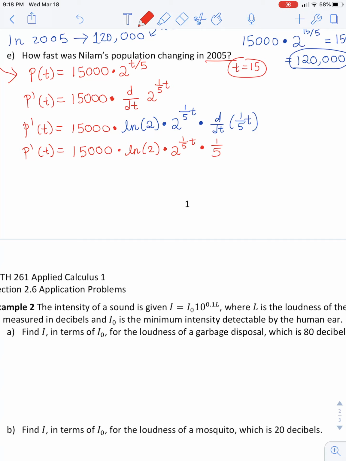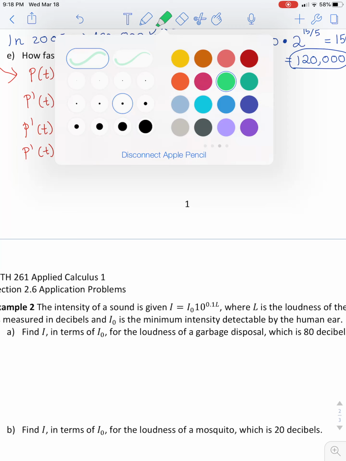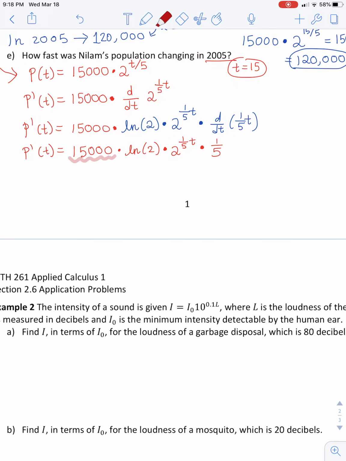Oh, we can simplify this. We can simplify this 15,000 divided by 5. I think that's it. 15,000 divided by 5 is going to give us 3,000. So my final p prime of t is 3,000 times natural log of 2 times 2 to the 1 over 5 t.